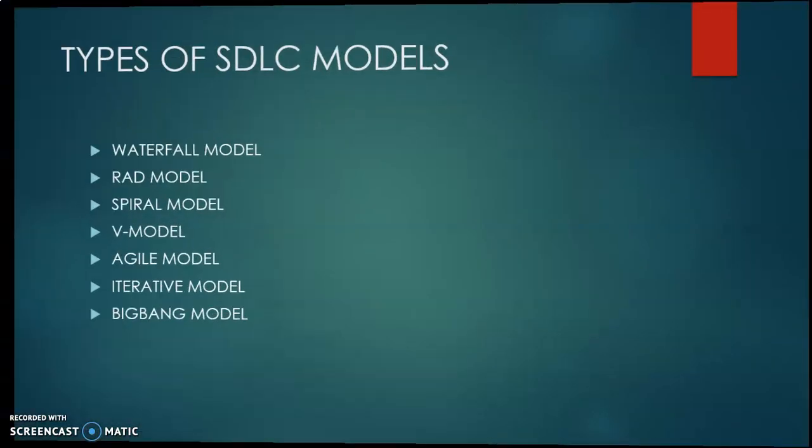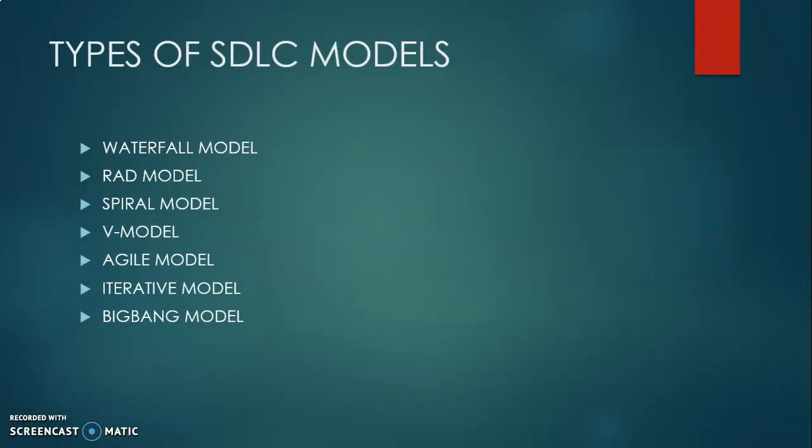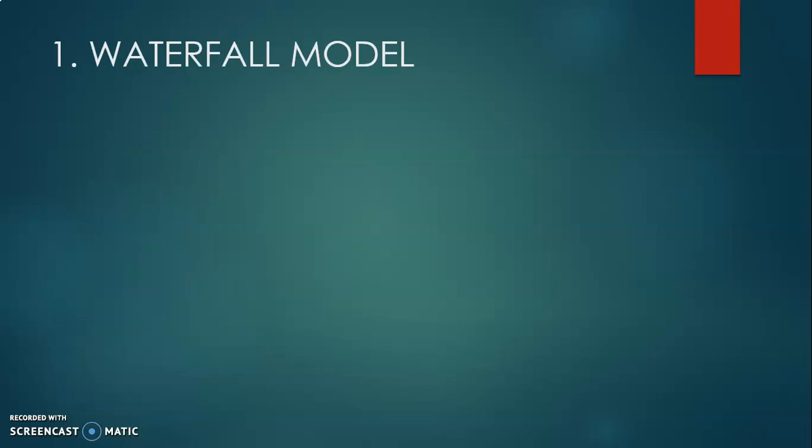So we will continue by giving the types of SDLC models. In this session, we're going to be talking about seven, which are the waterfall model, the RAD model, the spiral model, the V model, the agile model, the iterative model, and the big bang model. So we're going to continue, and dive in straight with the waterfall model.